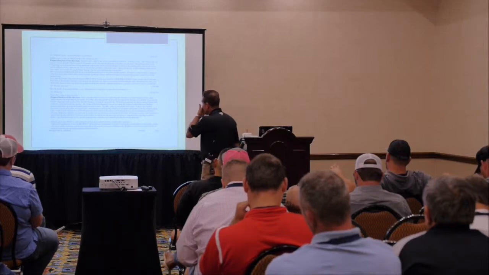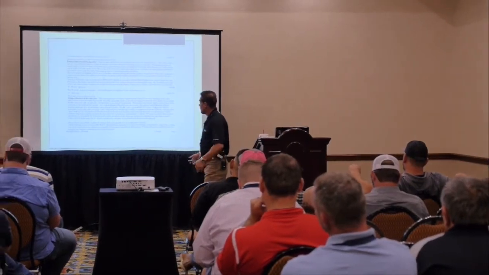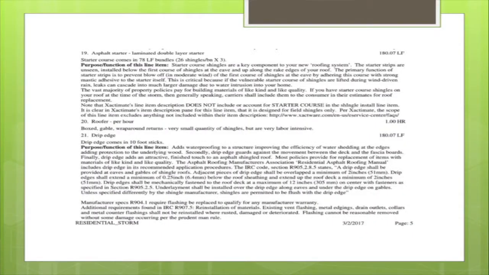Golden pledge. Drip edge. Purpose and function of this line item. It adds waterproofing to a structure, improving the efficiency of water shedding at the edges, adding protection to the underlying wood. Secondly, drip edge guards against the movement between the deck and the fascia boards. Finally, drip edge adds an attractive finishing touch to the asphalt shingle roof. Most policies provide for replacement of items with materials of like kind and quality.